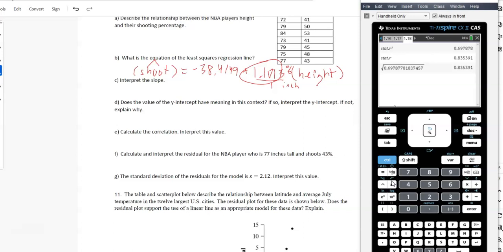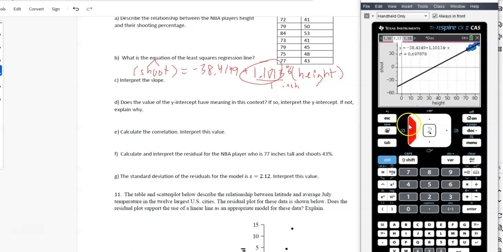So interpret this value, the correlation. The correlation is 0.835. I would say two things. It tells you strength and direction. So the correlation is positive. There's a positive correlation between height and shooting percentage for NBA players. As one increases, the other one increases, and it's a moderately strong relationship. That would be the strength.